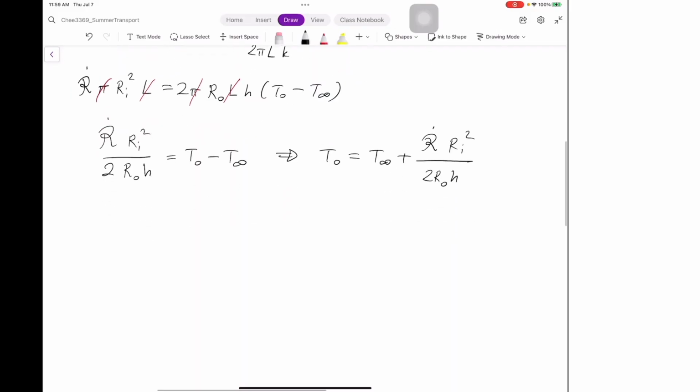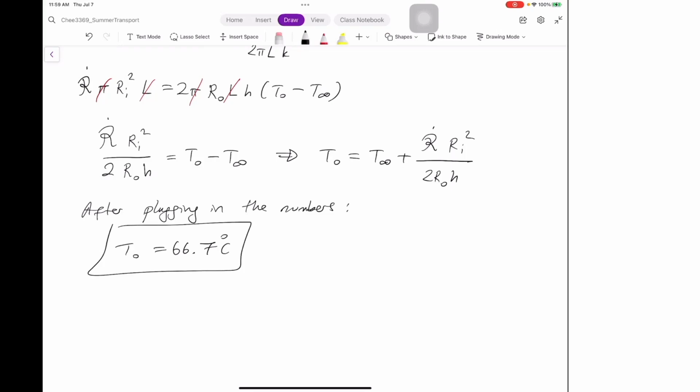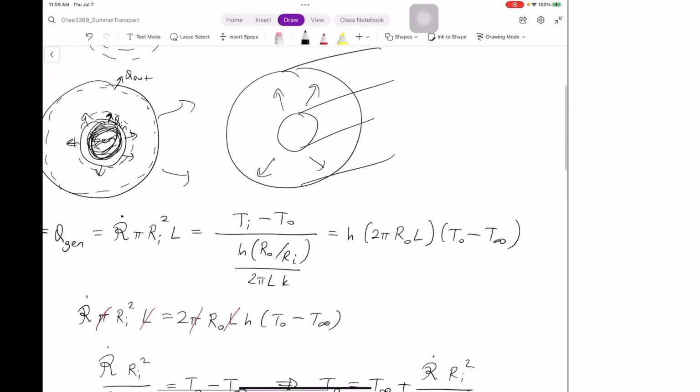And if you plug in the numbers, you get T out is equal to 66.7 degrees centigrade. And then once you know T out, you can use this equation to solve for Ti.